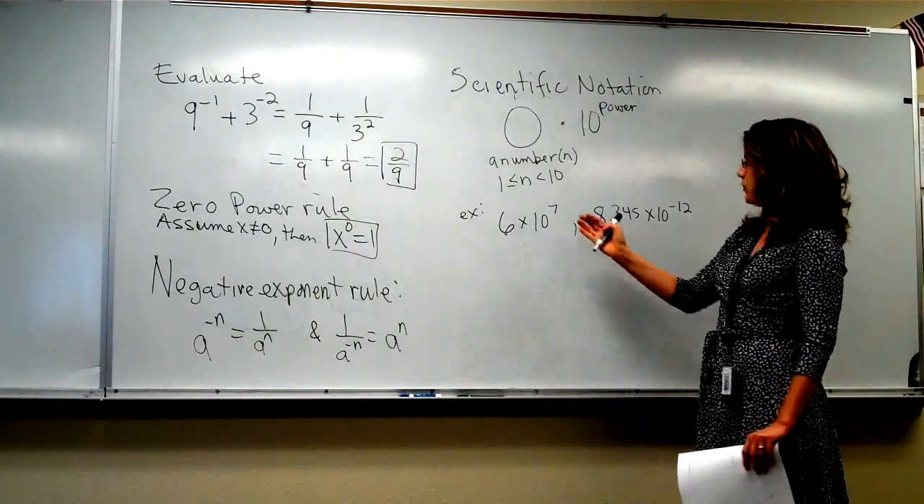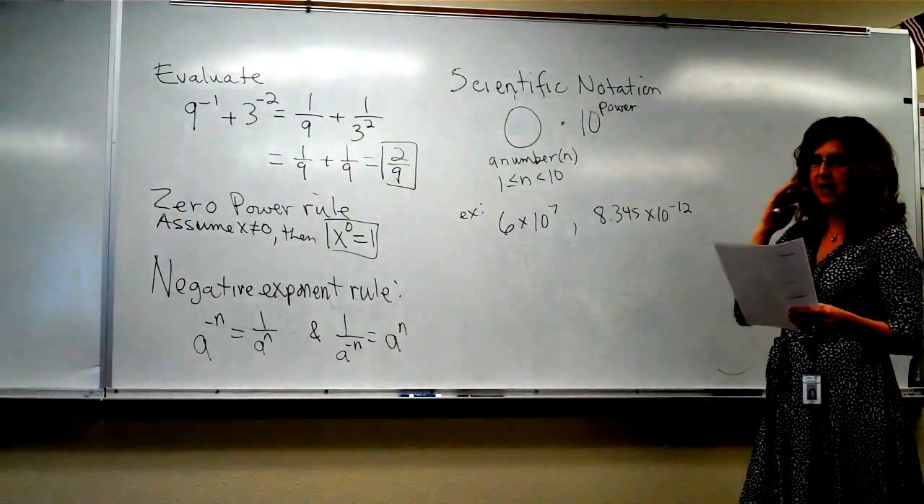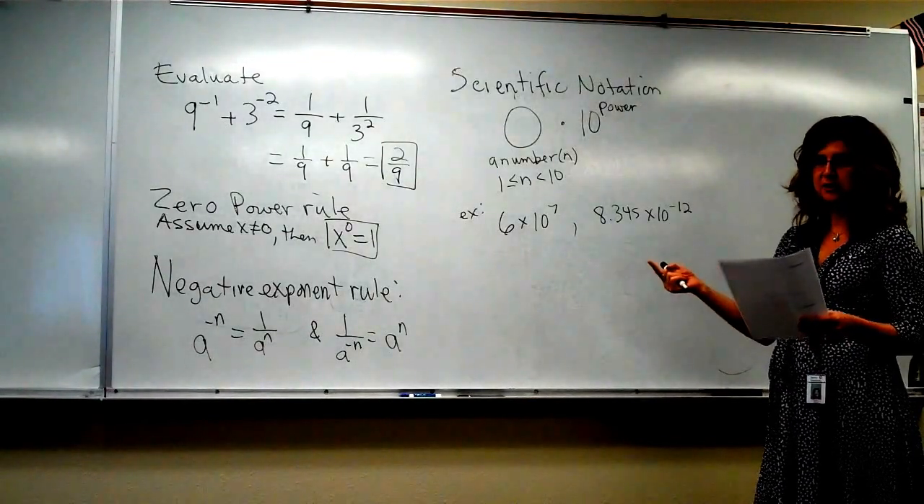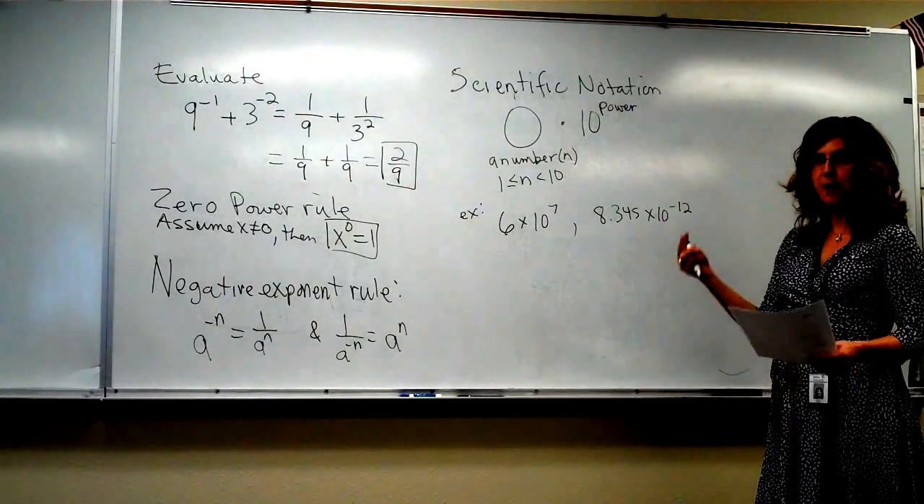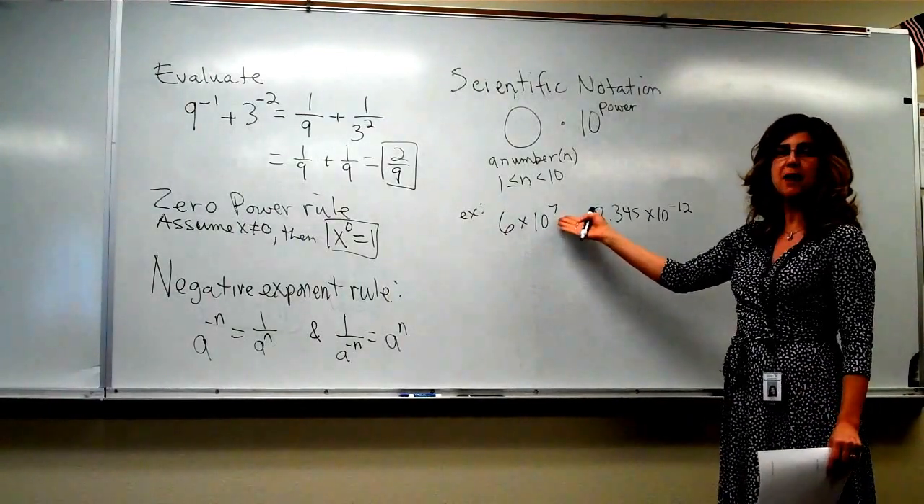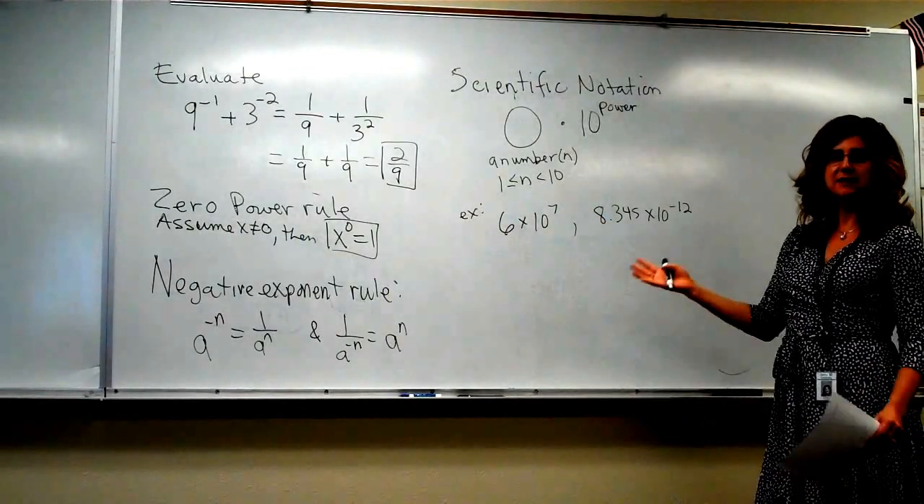Something like this. The really big numbers are used for things like earthquakes, describing the magnitude of an earthquake, national debt, distance of a star, population. The big numbers, the ones with 10 to a positive number, they're used for these kinds of things.